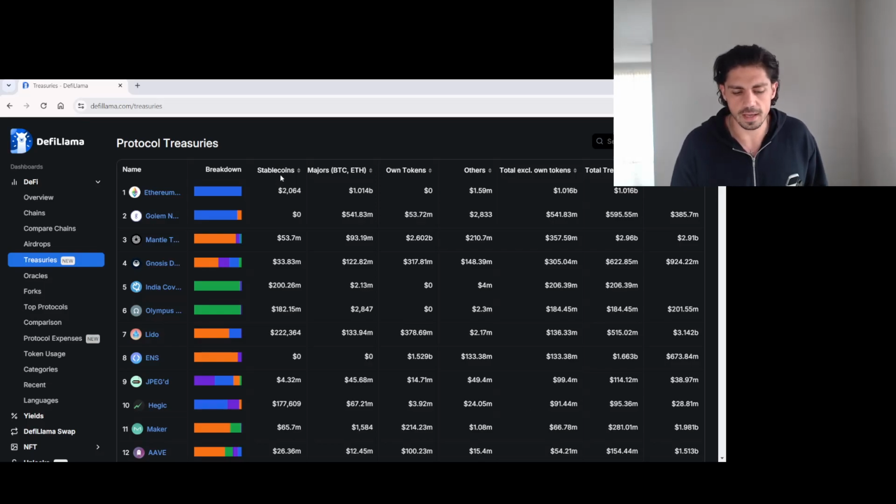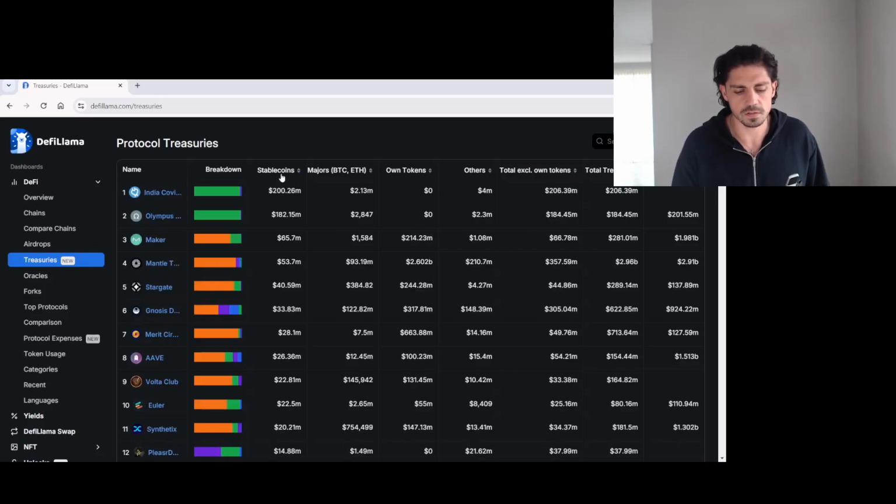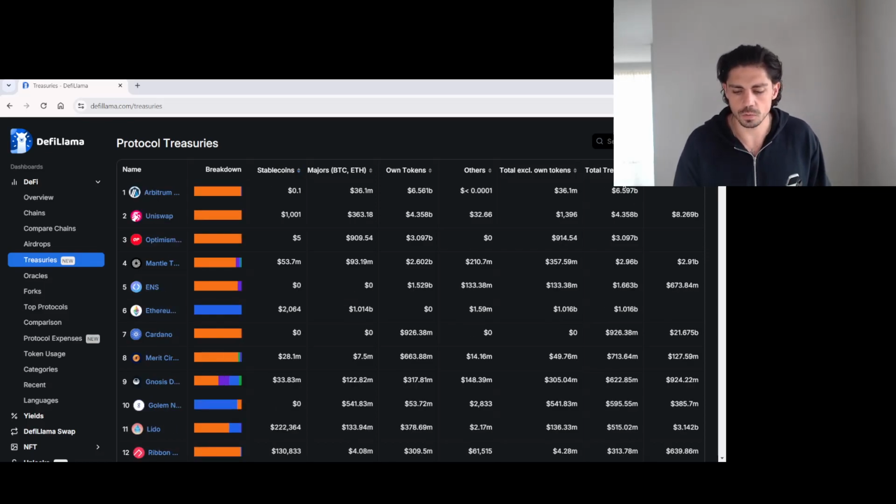So let's look at these protocol treasuries in terms of stablecoin value, because a lot of these treasuries, right? If we go back to the total treasury, you can see that their treasuries mostly consist of their own tokens. So you can see their own tokens, total excluding their own tokens, right? So Arbitrum, it looks like they've just got this crazy treasury of $6.597 billion worth, but only 36.1 million of anything that isn't their own token.